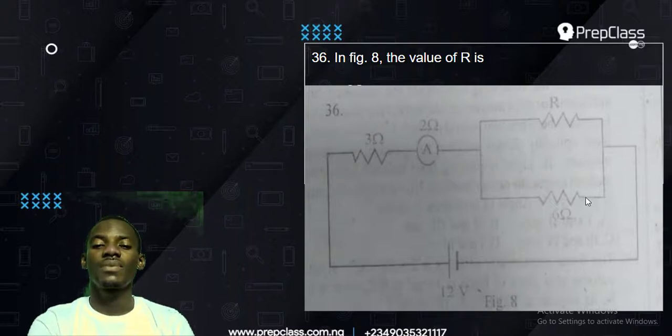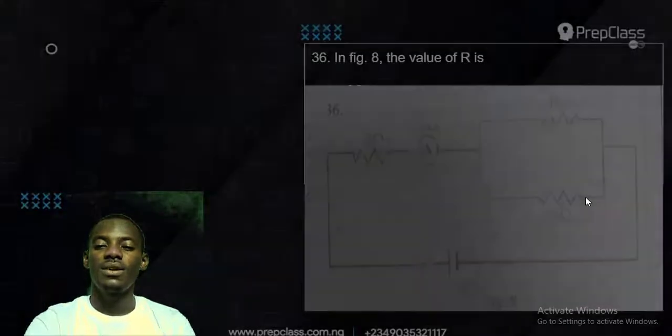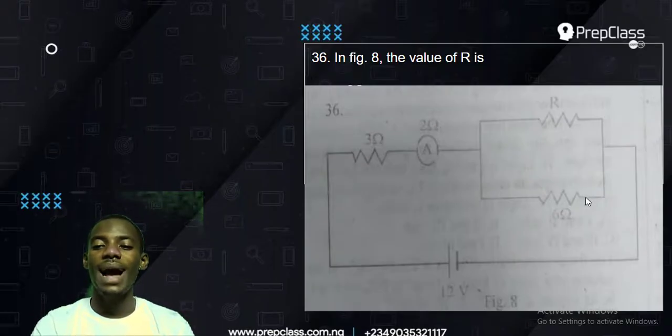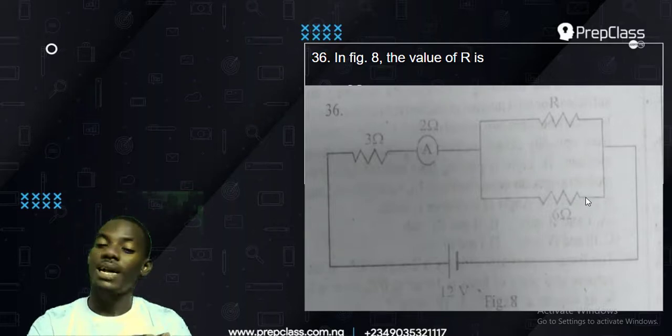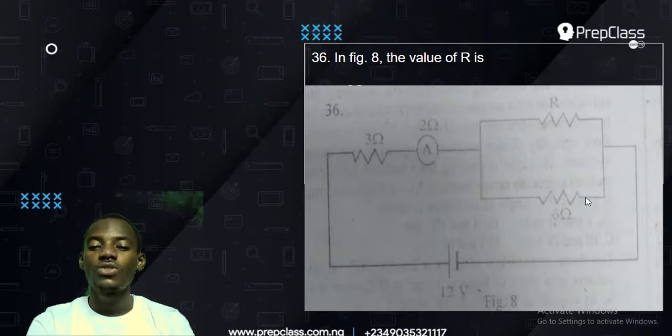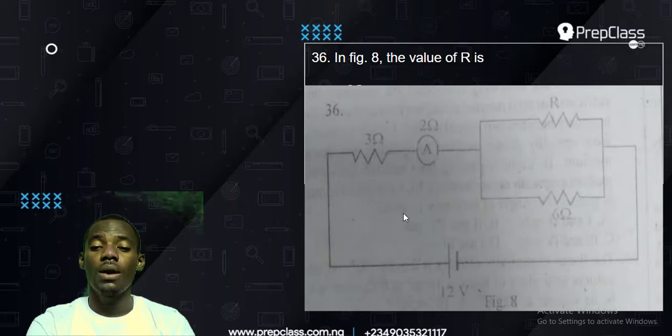The question says find the value of R in this circuit, and this is my explanation. If you look at the drawing there, you have a parallel circuit, R and 6 ohms. They are in parallel. Then we have a 3 ohm resistor that's in series. So we have R and 6 ohms in parallel, then a 3 ohm in series. Then we have also 2 A, and we have 12 volts below. That is your potential difference.